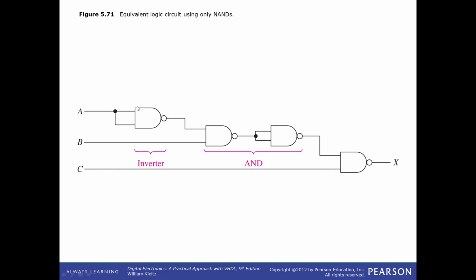So then what it ends up looking like is, here's that inverter that we formed with a NAND gate. Here's these two NAND gates here. This whole thing is our equivalent AND gate, and then we connect that to the rest of the circuit, and we get the equivalent circuit here using only NAND gates.